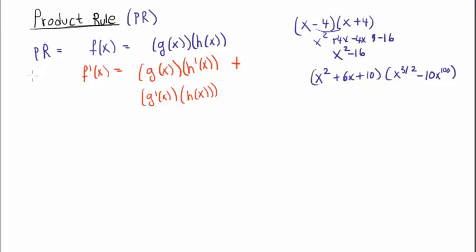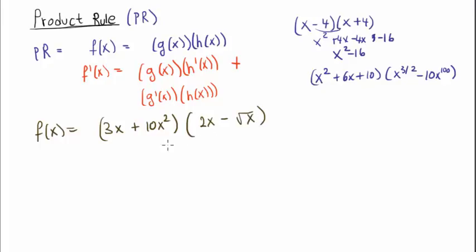So I'm not going to do a really super complicated example, but let's just say I have something like f of x is equal to 3x plus 10x squared. Yeah, I know these are in the wrong order. 10x squared would come first, but it doesn't matter. I'm just trying to illustrate a point over here. And then I'll say 2x minus square root of x. So if this is my function, what is f prime of x using the product rule?